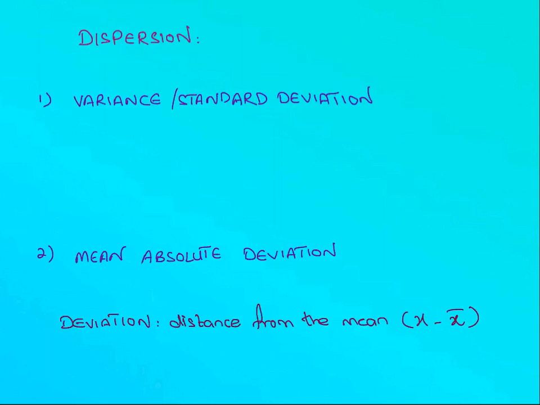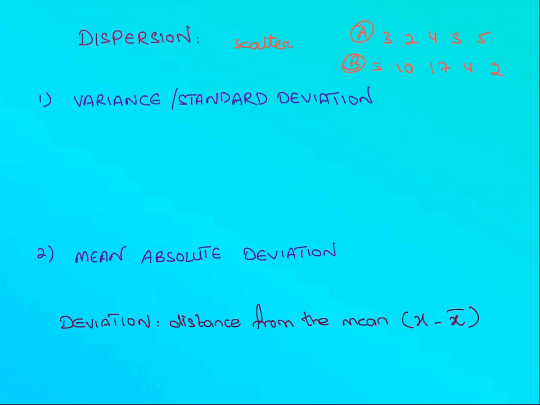Now the next thing we have is dispersion. Dispersion basically means the scatter. Basically how close or how far apart the data values are from each other. For instance, I give you a set which is 3, 2, 4, 3, 5, and I give you another set which is 3, 10, 17, 4, 2. Let's say this is set A, this is set B.